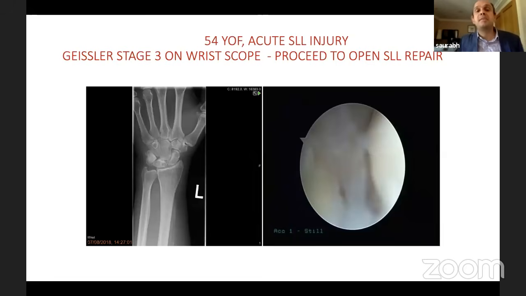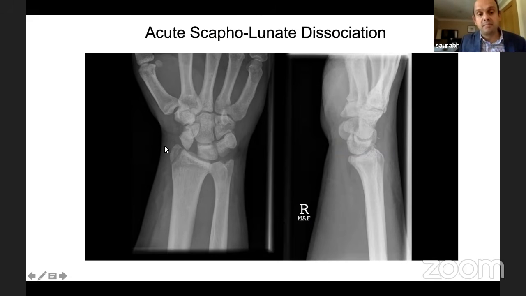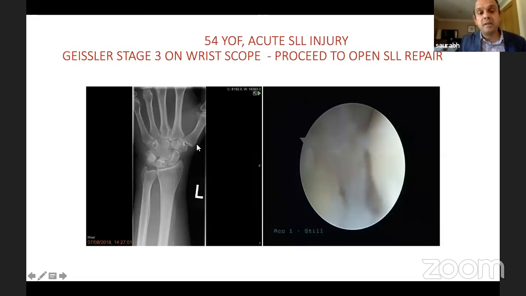So let's see some examples of scapholunate injury to start with, then we'll go to SLAC. A 54-year-old female came in with an acute scapholunate ligament injury. Unlike the previous slide, where it's a classical Terry Thomas sign, here it's not very classical. All I could see was a little triangular gap. But she had marked swelling and pain over the scapholunate ligament.